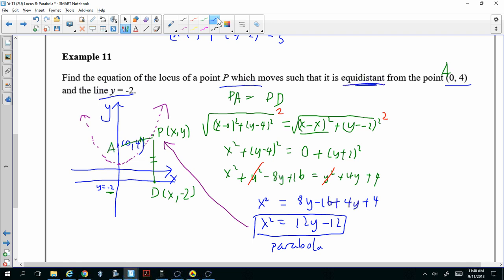It's a parabola because it has an x squared in it. See? x squared is a parabola. But if it has got x squared and a y squared, it's a circle. If it's got only one squared term, it's a parabola. Does that make sense?